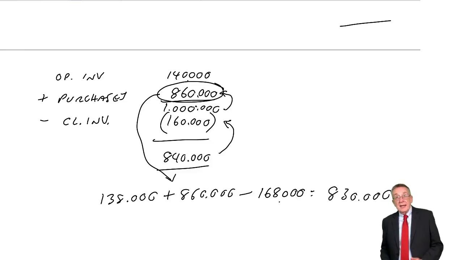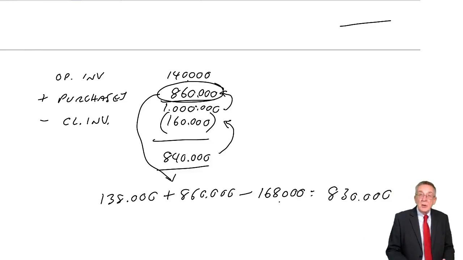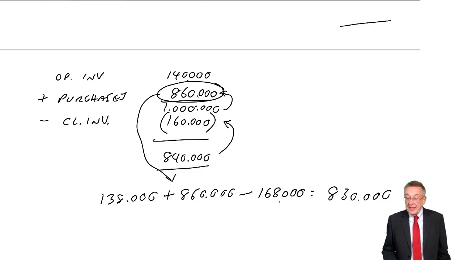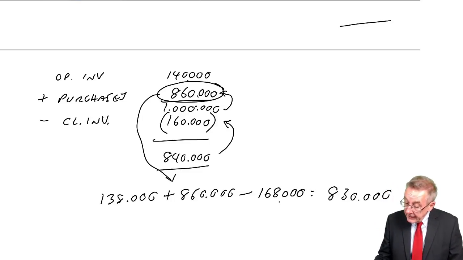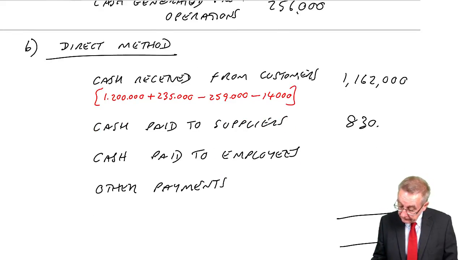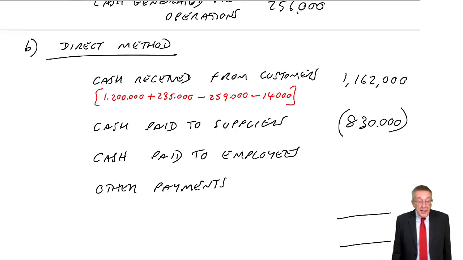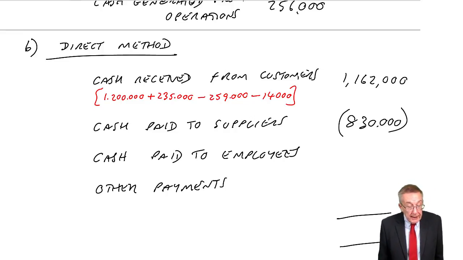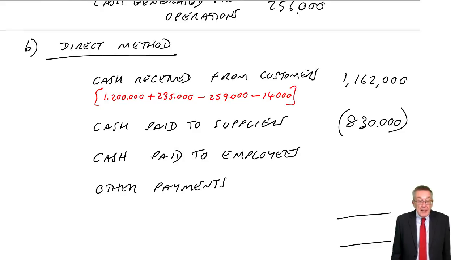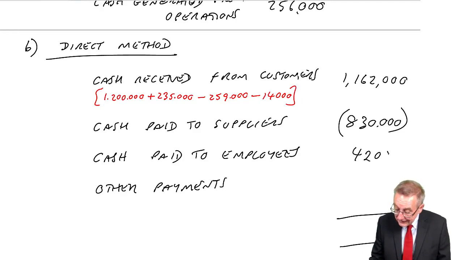So a bit of messing around there. Cost of sales, we can work out what we bought. When we know what we bought, we can work out what the cash paid was. So 830,000. Cash paid to employees, well, we're told that directly. Note 1, employment costs 42,000.